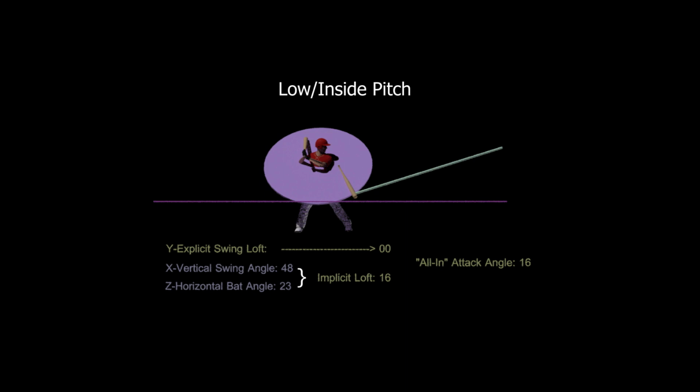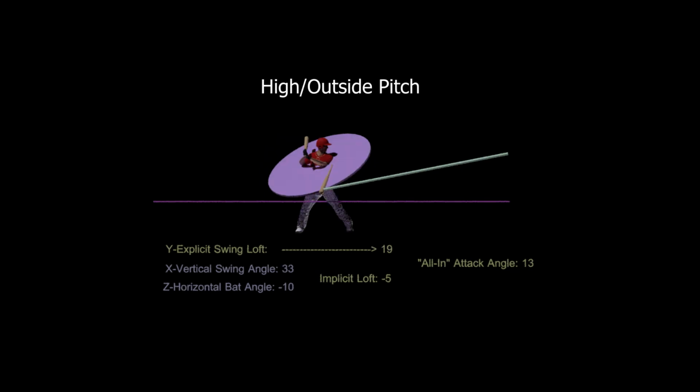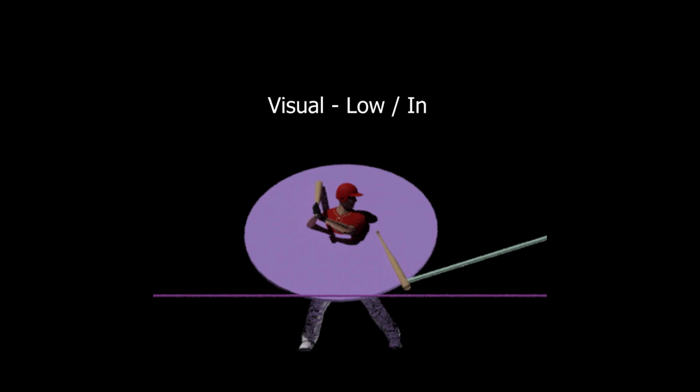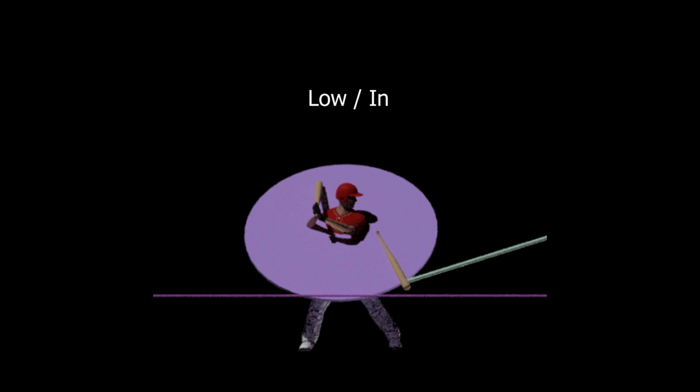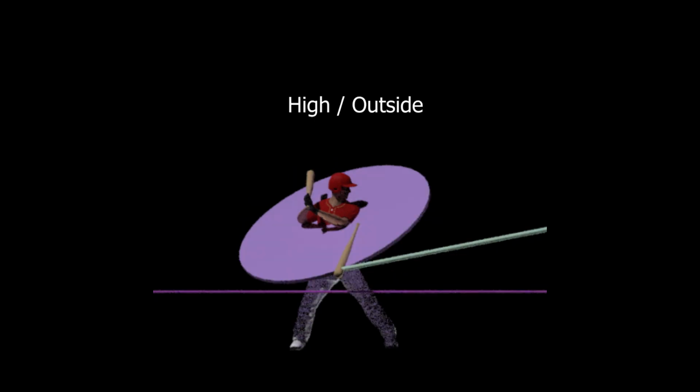So let's take a look at what the best hitters are actually doing based on the data. And what you find is that for a low inside pitch, the vertical swing angle is very high, as is the horizontal bat angle. So all the loft is coming from the early contact point. And the explicit swing loft is at or close to 0. Conversely, for a high outside pitch, the vertical and horizontal bat angles combine for a negative implicit loft. So players are using a higher degree of explicit loft to offset that. So to the player, the angle combinations for these two pitch locations are going to look and feel very different. However, the overall attack angle or launch angles will be very similar.